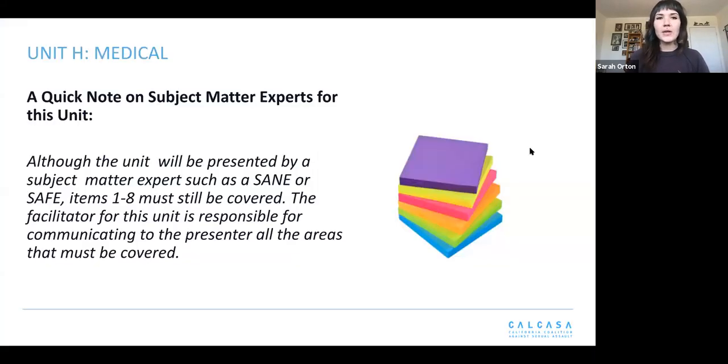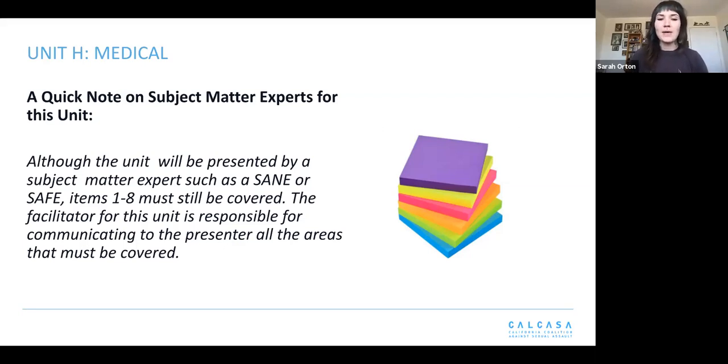And a quick note on the subject matter experts that are needed for this unit. The intention here is that this entire unit, so items 1 through 8, must be covered by a subject matter expert, such as a sexual assault nurse examiner or sexual assault forensic examiner. And as your role as the facilitator for this unit, you're responsible for communicating to the presenter, to your subject matter expert, all of the areas that must be covered. So even if we know that just because somebody is a SANE or a SAFE, they don't necessarily have a ton of experience with training or facilitation or education.